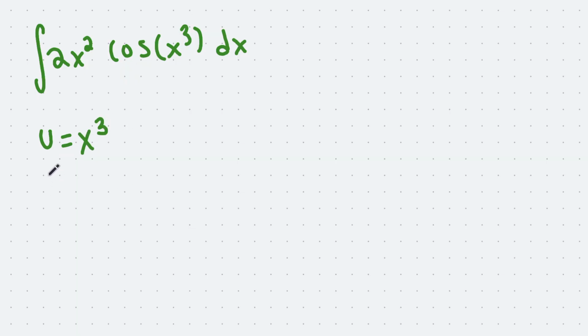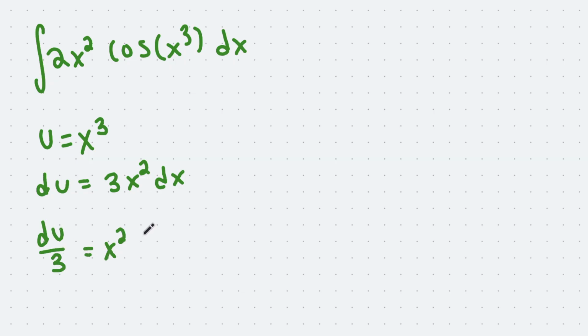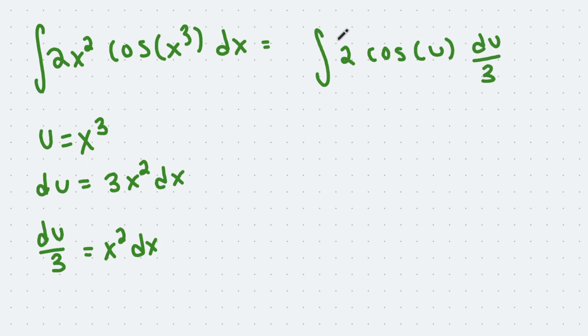When solving and deriving, we get that du is equal to 3x squared dx, or that du over 3 is equal to x squared dx. So we can rewrite this as the integral of 2 cosine u du over 3. We can factor out the 2 and the 1/3 here to get 2/3 times the integral of cosine u du.